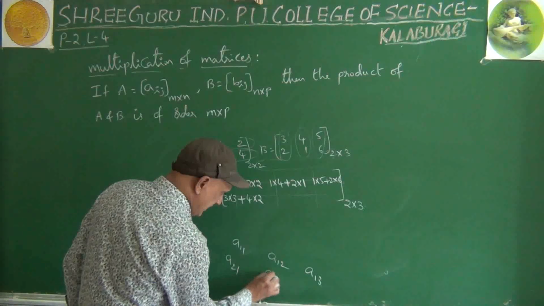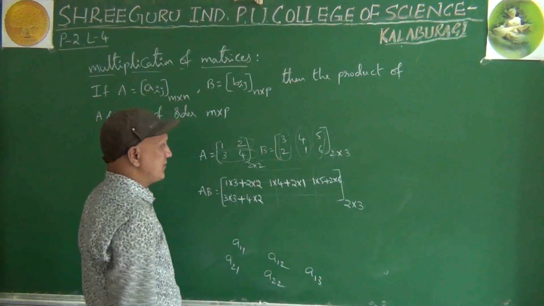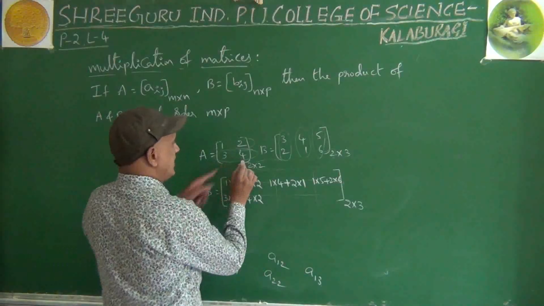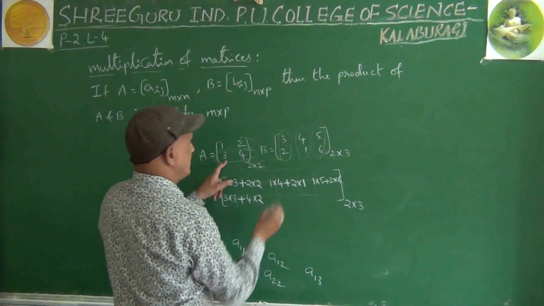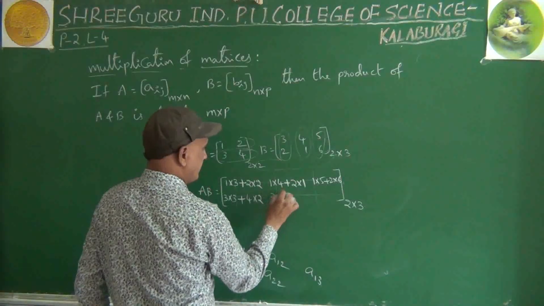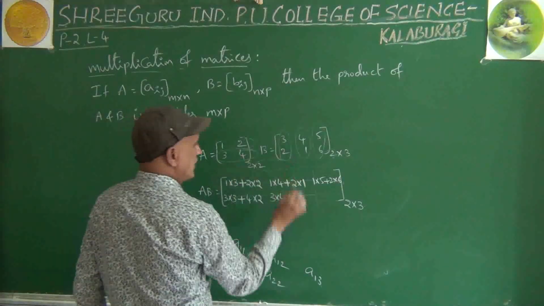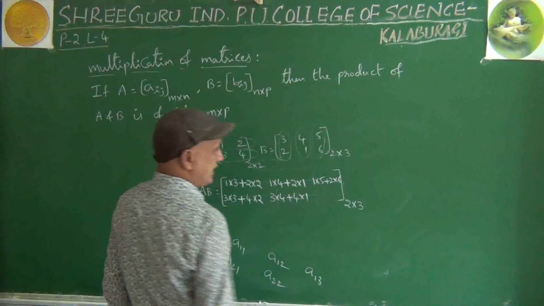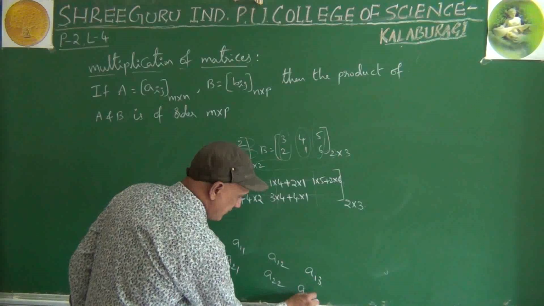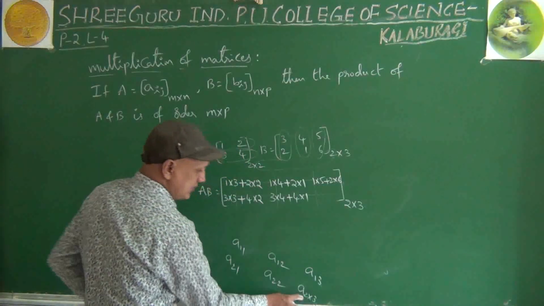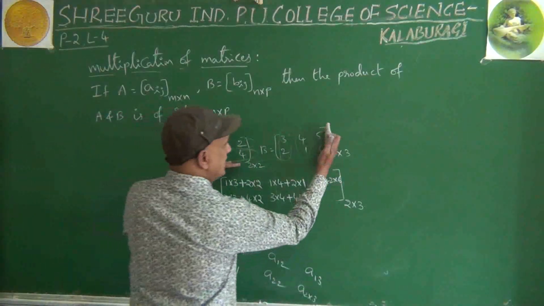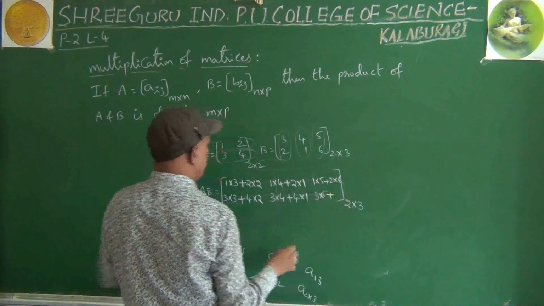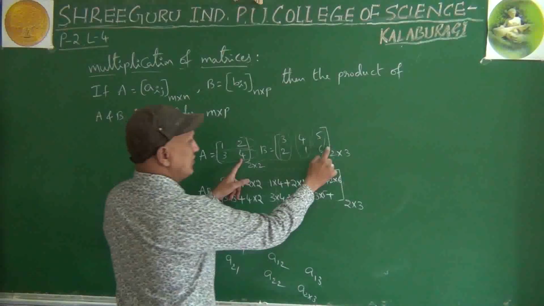Right? Here it is second row, second column. Second row here, second column here. 3 into 4 plus 4 into 1. Coming to this one, second row, third column. Second row here, third column here. Multiply 3 into 5 plus 4 into 6.